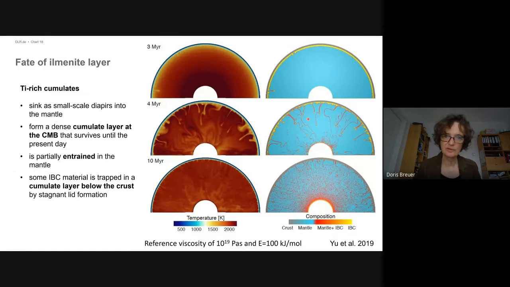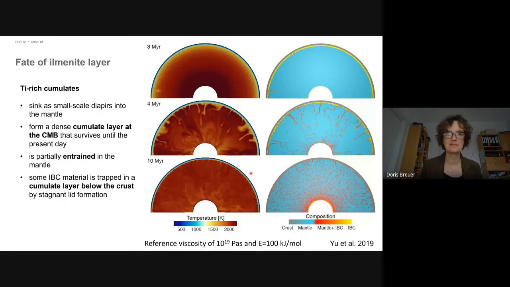So that is a composition, that is a temperature field at different times. Here's an initial stage where almost nothing has happened. You see some small drips here, and with time these drips are increasing. You have a lot of drips, and it is sinking into the interior. And here you have a lot of IBC basically mixed in the mantle.